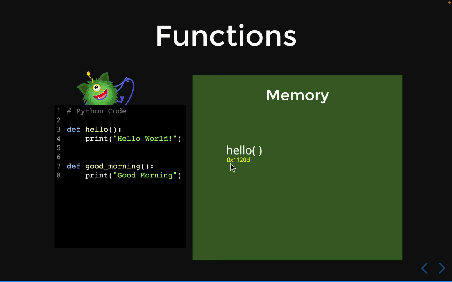Now what happens when Python goes to the next line, line number 7? It sees that we have another function. So it goes back to the memory and creates another function by the name of good morning. Now good morning also has a unique ID and it also has a unique address. So for example, we can say good morning has this address right over here. We can see this in action inside our IPython shell. So let me open up my IPython shell.